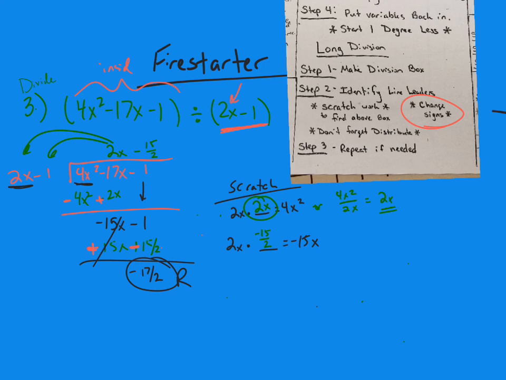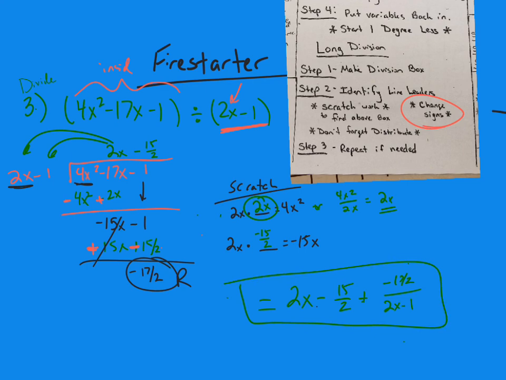Your answer is going to be 2x minus 15 halves, or you could write 7.5, plus your remainder, which is negative 17 halves, all over 2x minus 1. In hindsight, I do not like this problem because it has fractions inside of fractions.